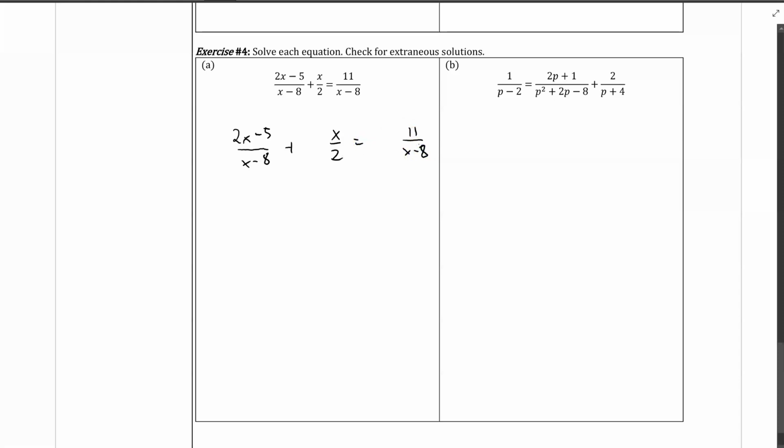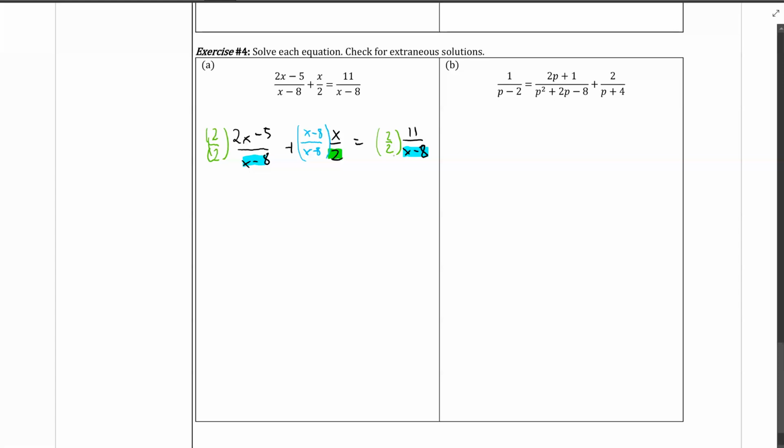So we can see that the first fraction is missing a 2, and so I need to multiply the first fraction by 2 over 2. The second fraction is missing an x minus 8, and so we need to multiply the second fraction by x minus 8 over x minus 8. And then the third fraction is missing a 2, and so we'll multiply the third fraction by 2 over 2.